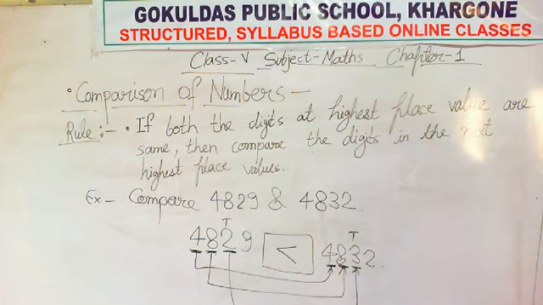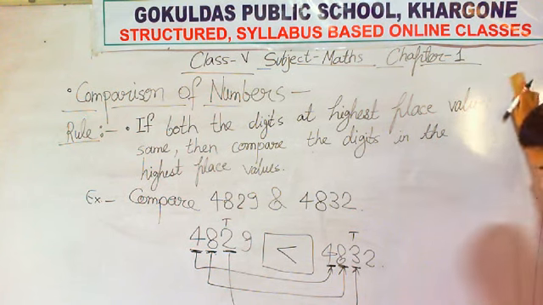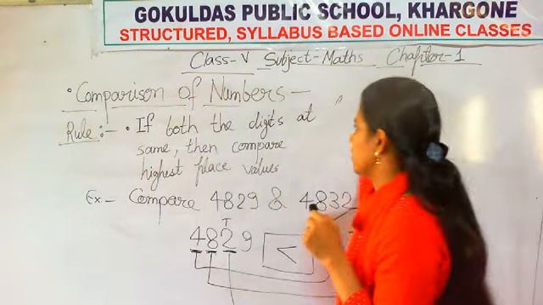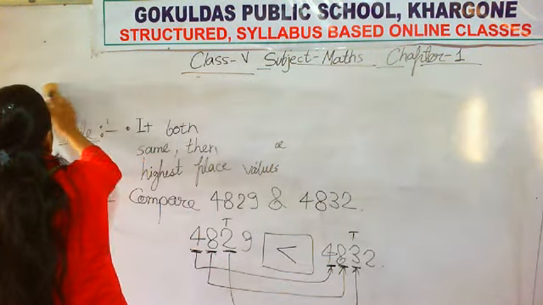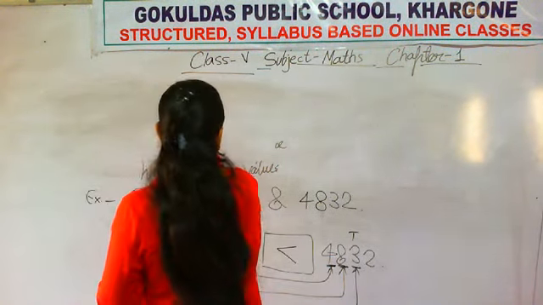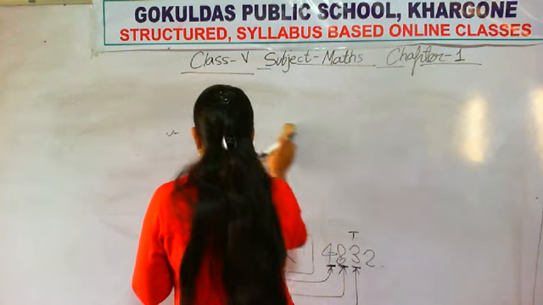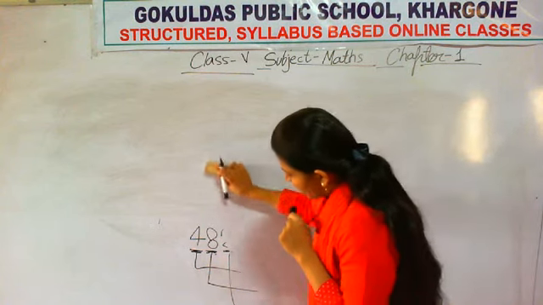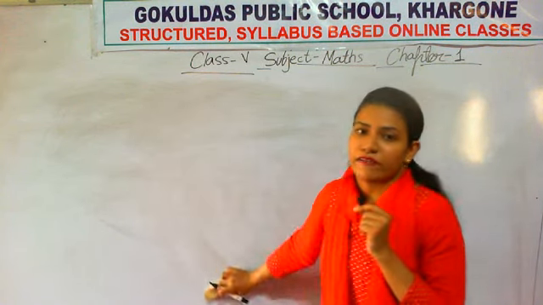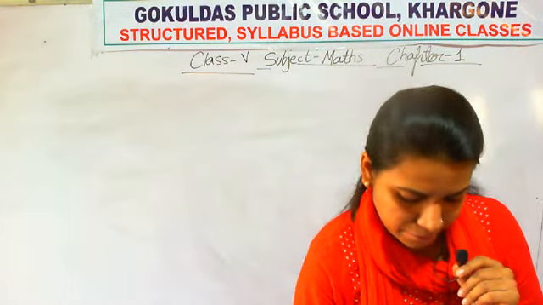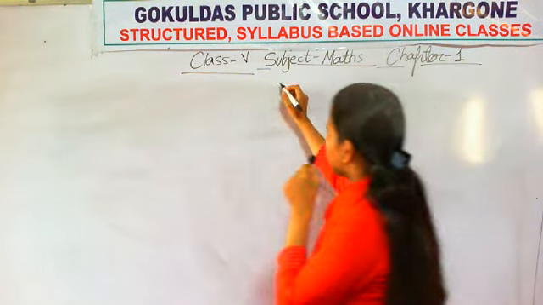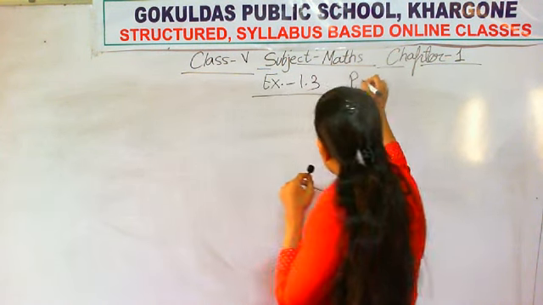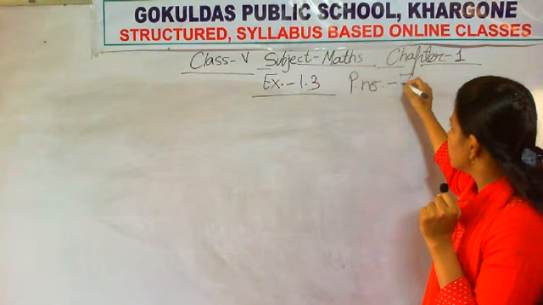Now come to exercise 1.3. Let us start exercise 1.3, which is on page number 7. Open page number 7, everyone. In the same manner, in this exercise you will compare large numbers, that is 7 digit and 8 digit numbers. So open exercise 1.3, which is on page number 7.